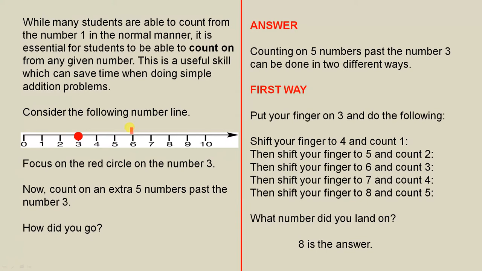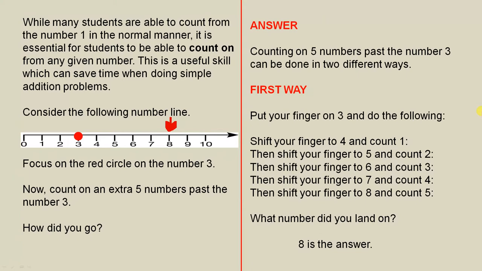Shift your finger to 7 and count 4. Shift your finger to 8 and count 5. What number did you land on? 8 is the answer. So you went 5 places and you landed on 8.